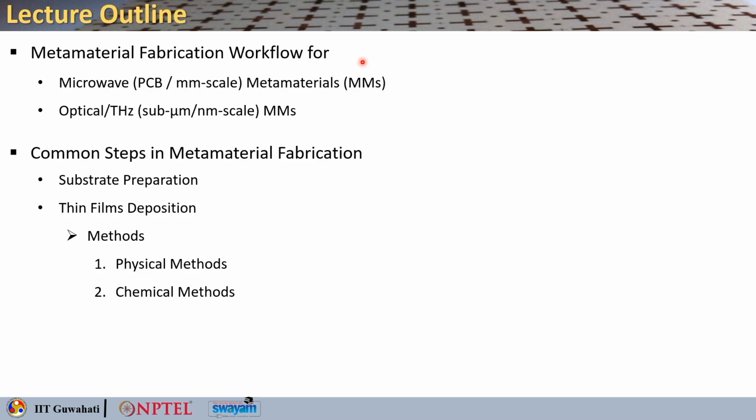Today's lecture will be on metamaterials fabrication techniques. In this lecture we will first have a look at the metamaterial fabrication workflow for microwave metamaterials, which are basically done in printed circuit board or PCB form, and the length scale is typically millimeter scale. And then we will look into the optical metamaterials, which are basically submicron or nanometer scale. Then we will discuss some common steps in metamaterial fabrication, such as substrate preparation, thin film deposition, including methods such as physical methods and chemical methods.